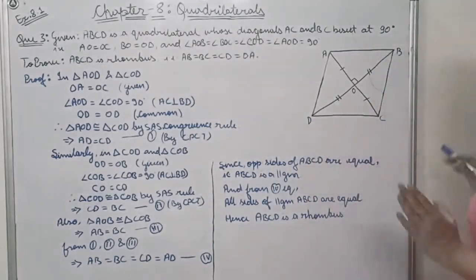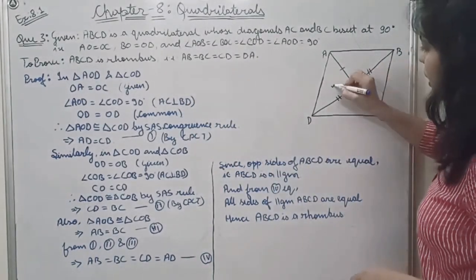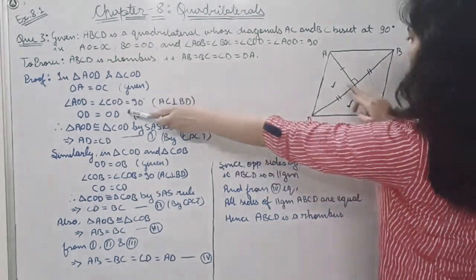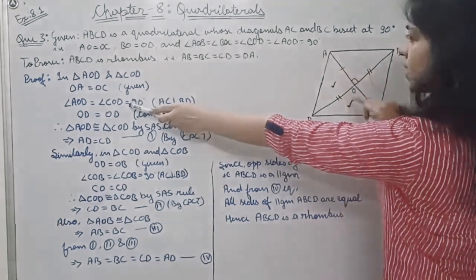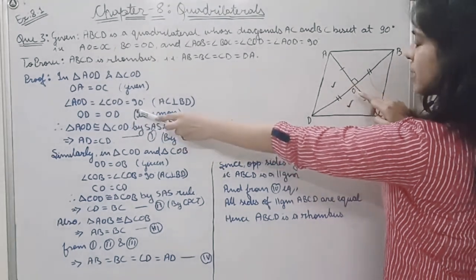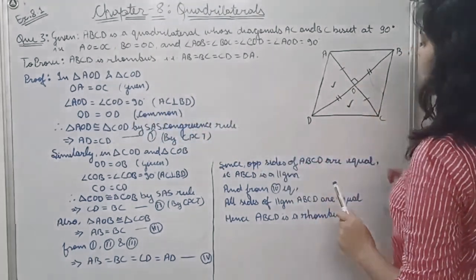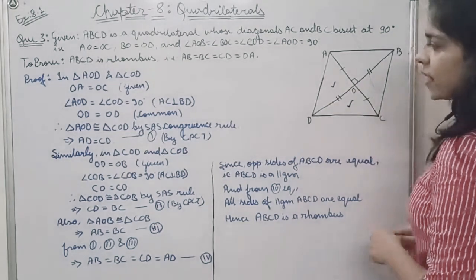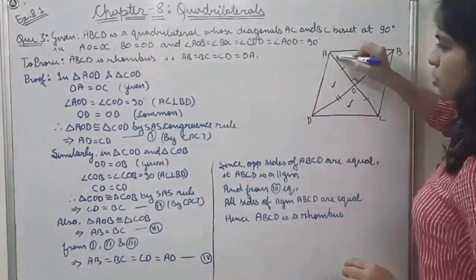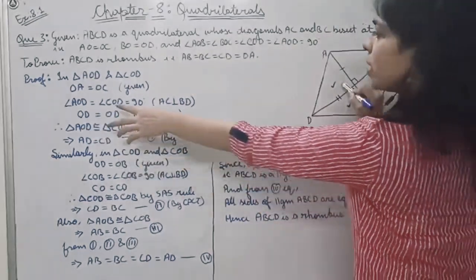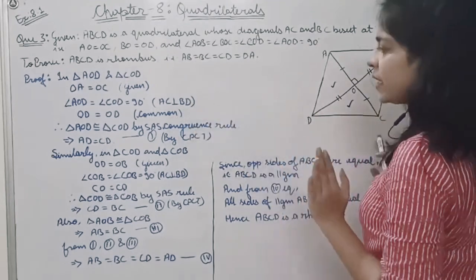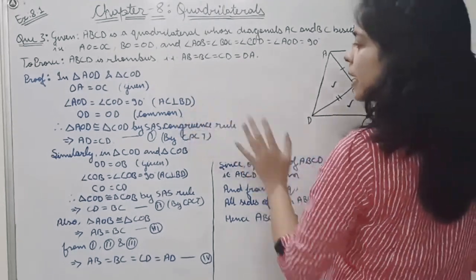We'll consider two triangles, triangle AOD and triangle COD. In triangle AOD and COD, AO is equal to OC, and angle AOD is 90 degree and angle COD is also 90 degree, and OD is the common side. AO is equal to OC, this is already given, and angle AOD is equal to angle COD equal to 90 degree because AC is perpendicular to BD. They are bisecting each other at right angle.